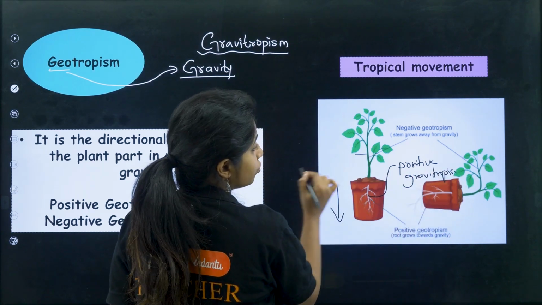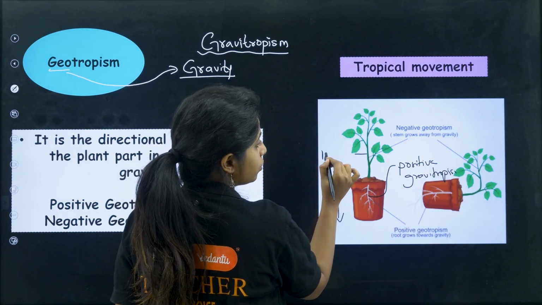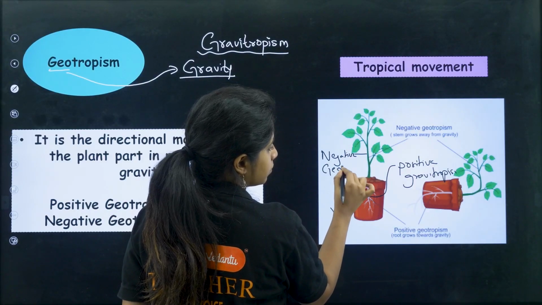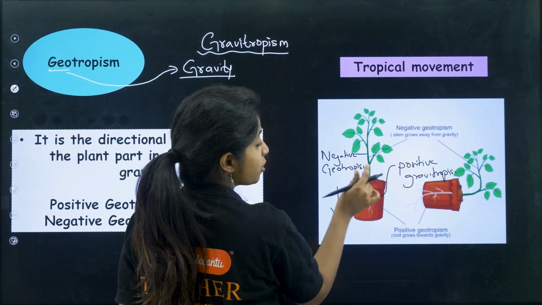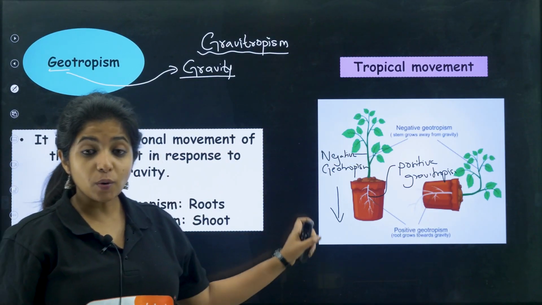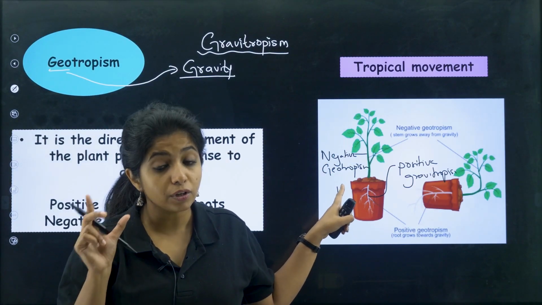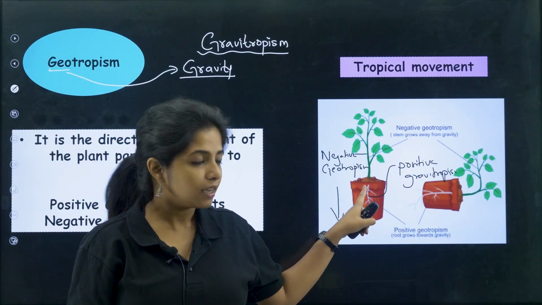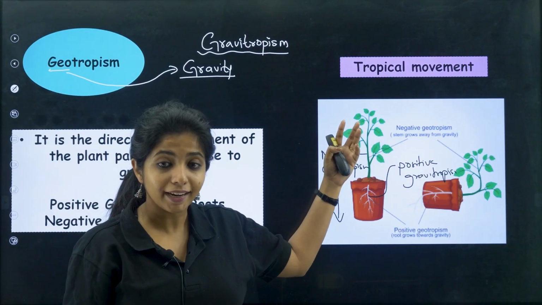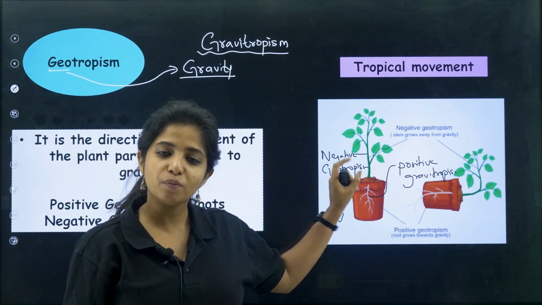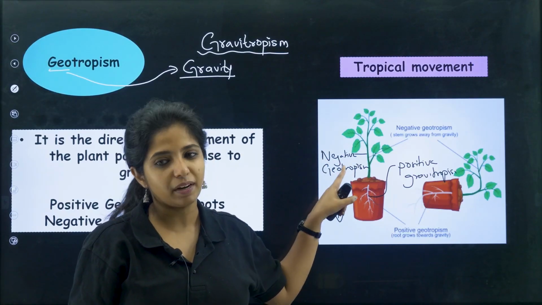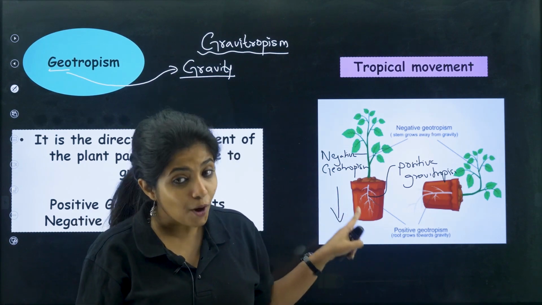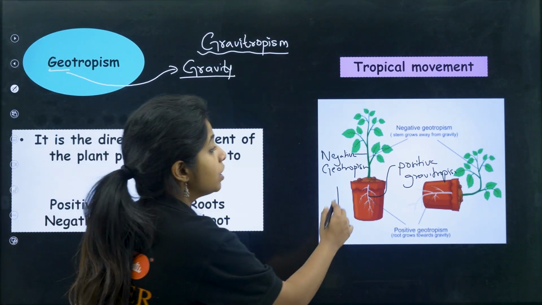Whereas when you talk about the shoot, what are they going to show? They are going to show negative gravitropism or geotropism. The shoot until now was showing positive phototropism and now it is showing negative geotropism. It is two different terms. Here it is going against the gravity, so it has to be negative only. There it was going towards the light, so it has to be positive. So please remember, shoots show positive phototropism but negative geotropism. Roots show negative phototropism but positive geotropism because it is going towards the gravity.